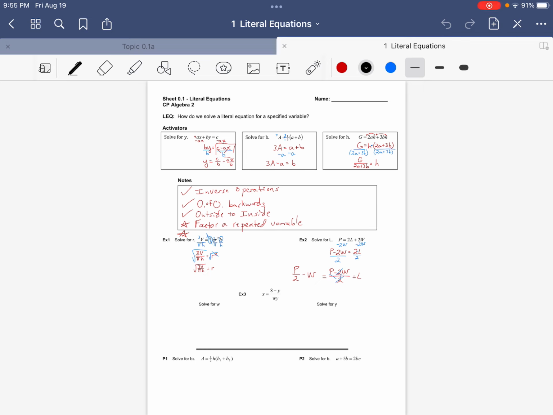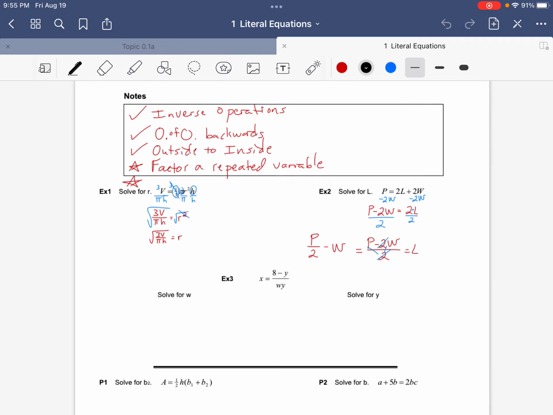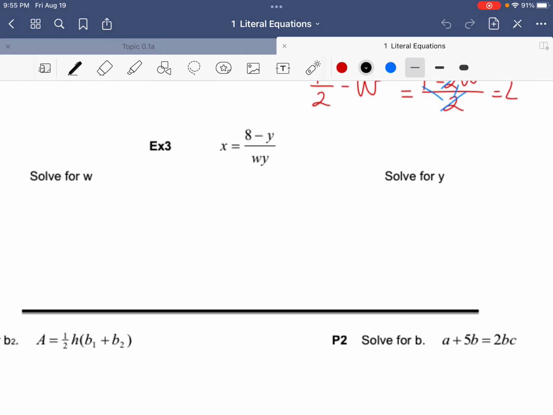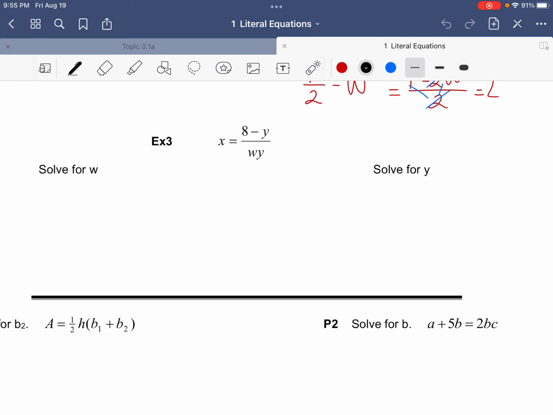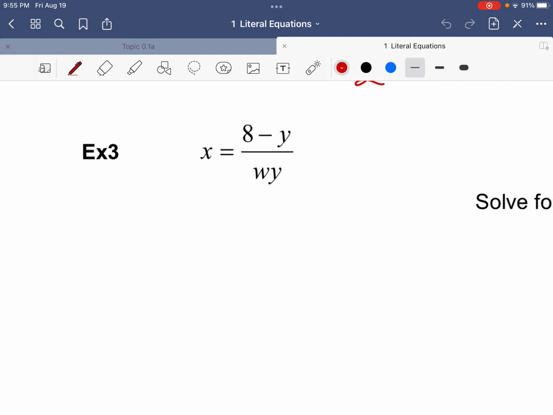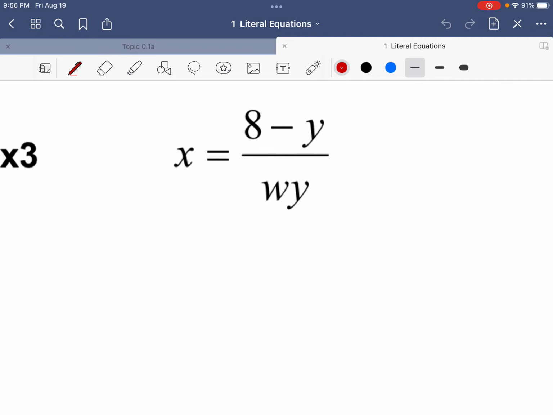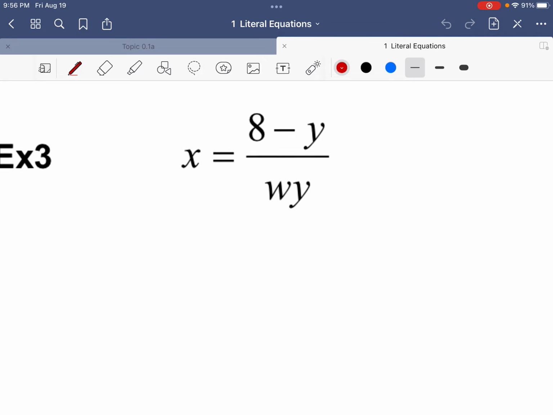Now, that doesn't mean that you can't do it. I actually believe that you can do this, but if we look here at this example 3, again, it's a challenging problem. In fact, we're going to solve it for W, and we're also going to solve for Y to show that we can solve for any variable that we want. So what do we got here? X equals 8 minus Y all over WY.